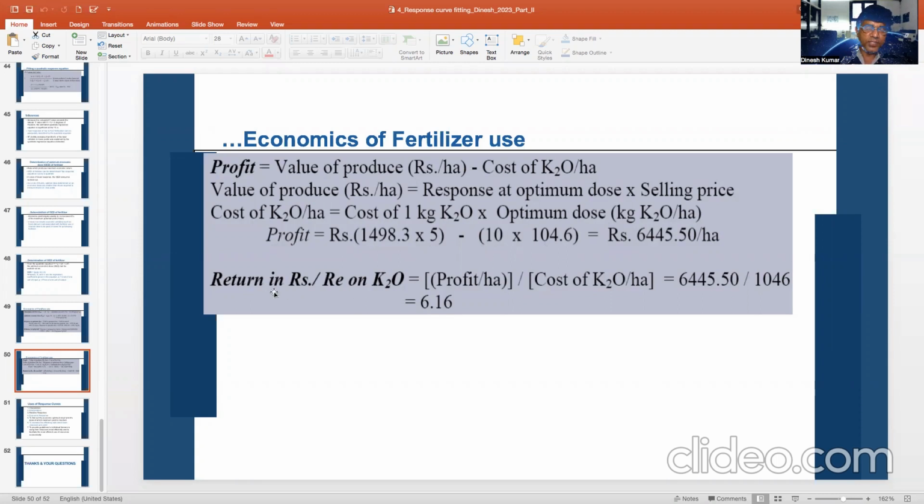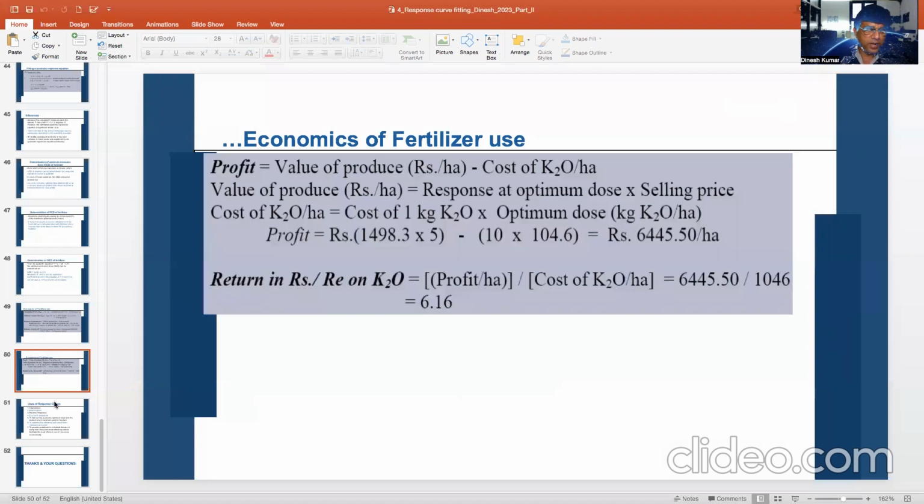And further economics is return in rupees per rupee invested on K2O. This is profit per hectare divided by cost of K2O per hectare. So you can divide it and you find 6.16. So here, if you invest rupees 1 on K fertilizer, you get 6 rupees or 6.16 rupees additionally.